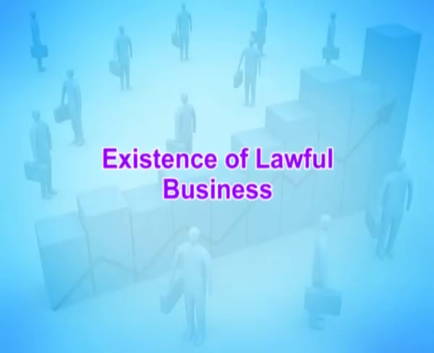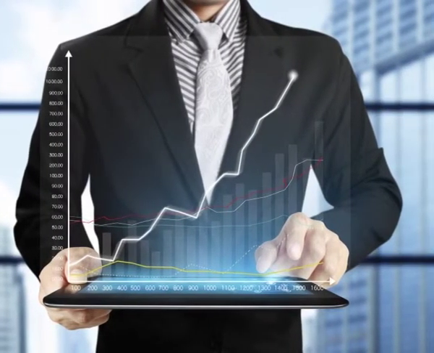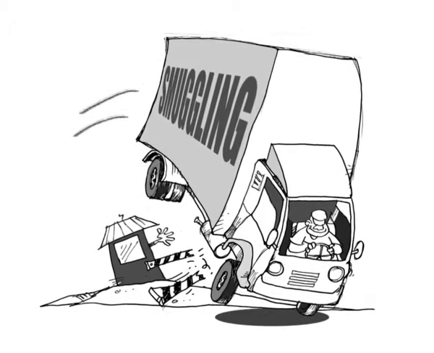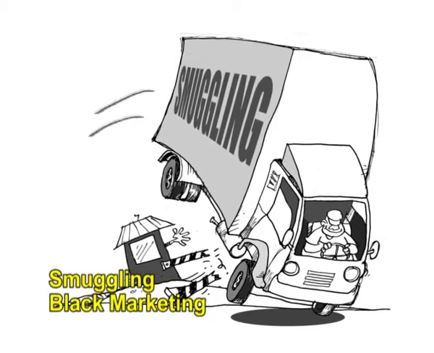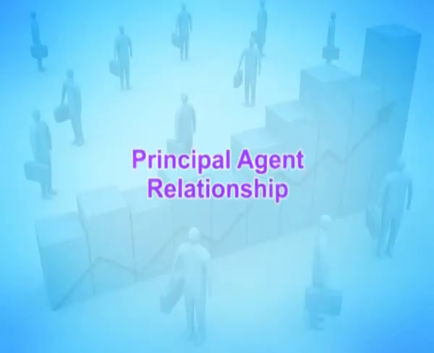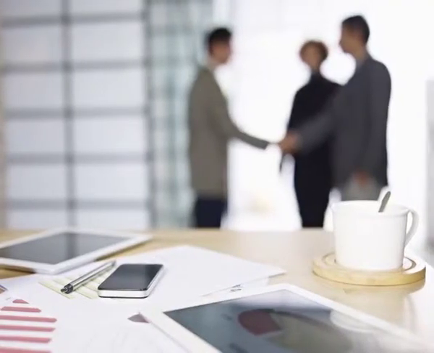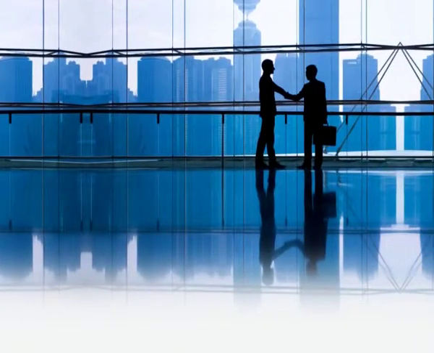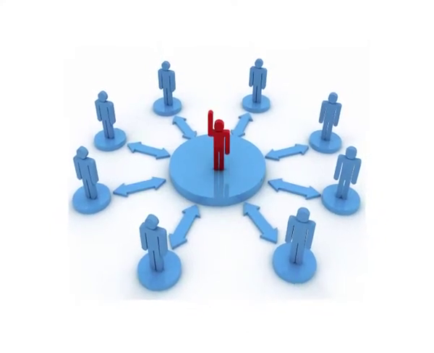Next is the existence of lawful business. The business of which the persons have agreed to share the profit must be lawful. Any agreement to indulge in smuggling, black marketing, etc., cannot be called partnership business in the eyes of law. Principal agent relationship. There must be an agency relationship between the partners. Every partner is the principal as well as the agent of the firm. When a partner deals with other parties, he or she acts as an agent of other partners, and at the same time, the other partners become the principal as such.